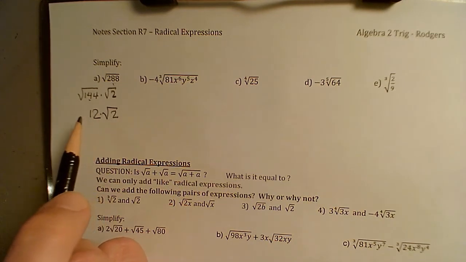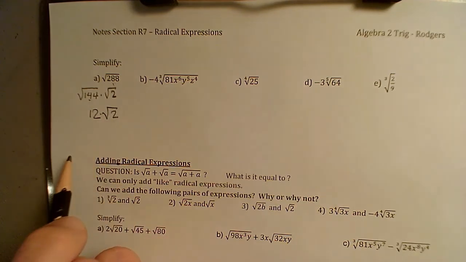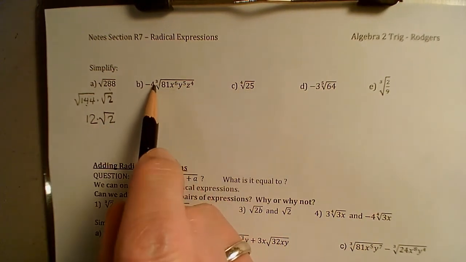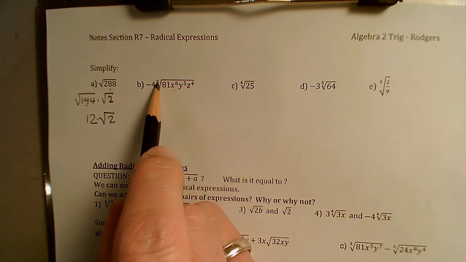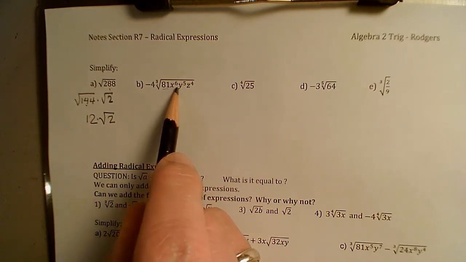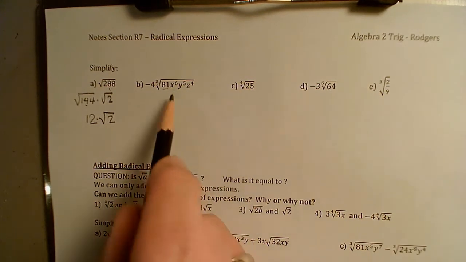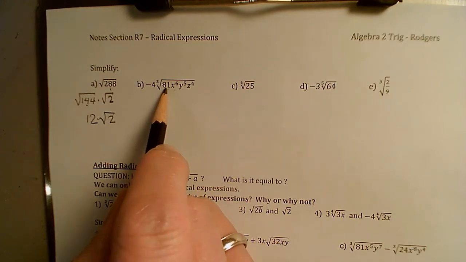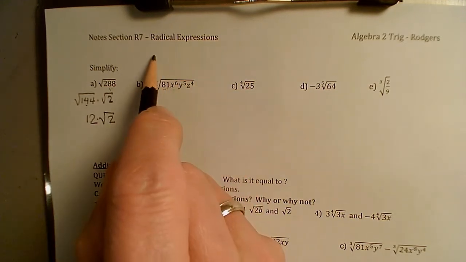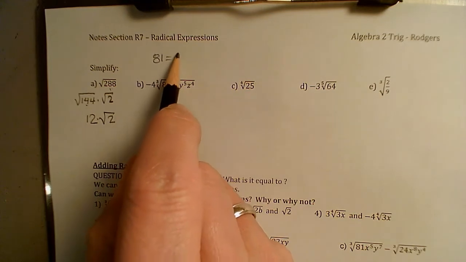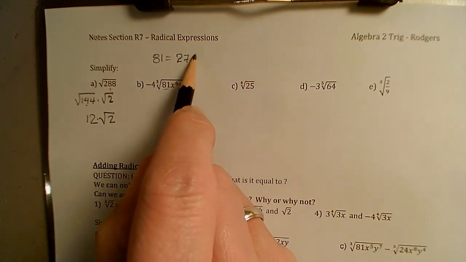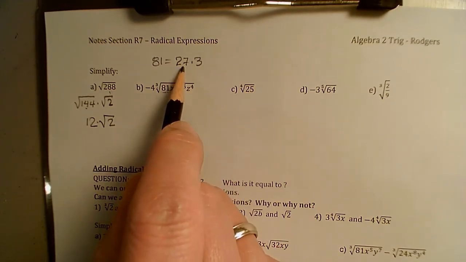12 square root of 2 means 12 times the square root of 2. All right, so let's go on now. Careful, this is a cube root. So I'm looking for perfect cube factors in here. So the 81 has a perfect cube factor. I've got to think of 81 as 27 times 3 because 27 is a perfect cube.